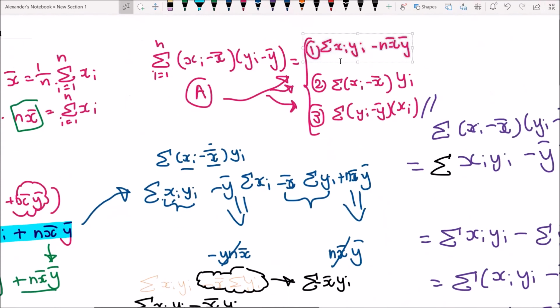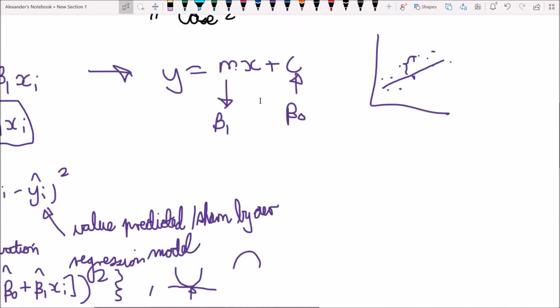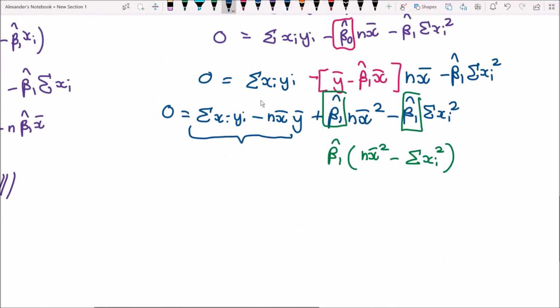So we can say by deriving case 1, we know that this summation of xi yi minus n x bar y bar is in fact equation A, which is the summation of xi minus x bar multiplied by yi minus y bar. So let's go substitute that in, in this term over here. So this is the summation of xi minus x bar times yi minus y bar. And this term on the right hand side.